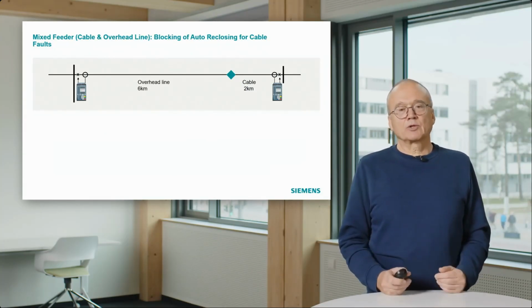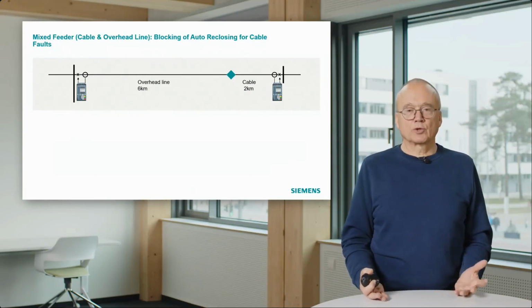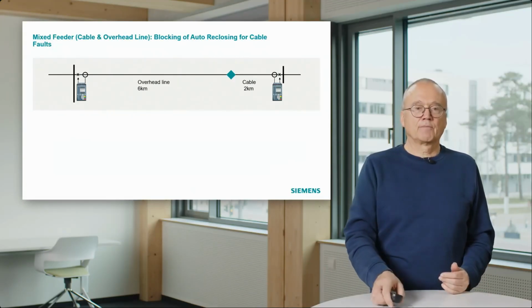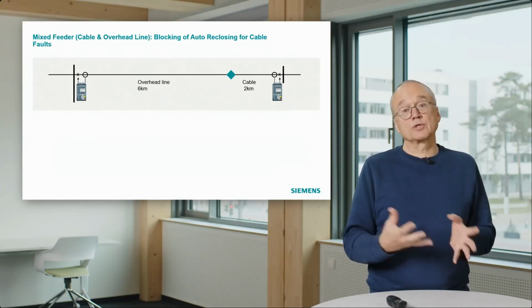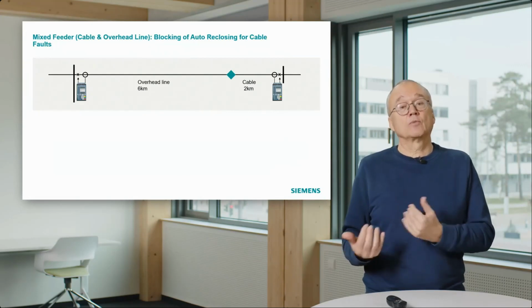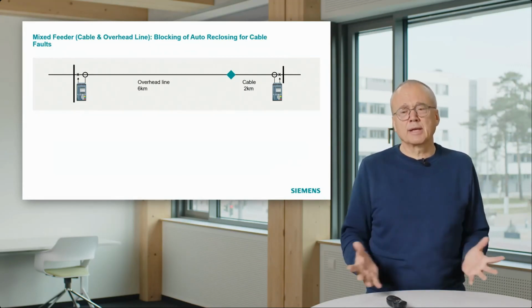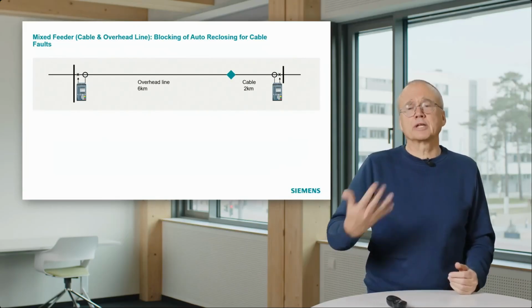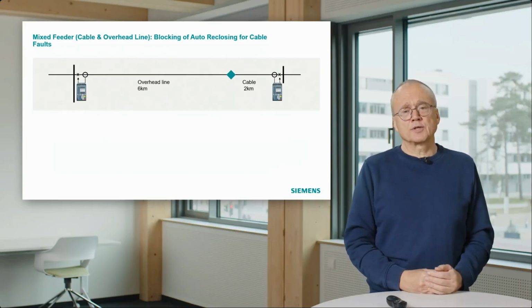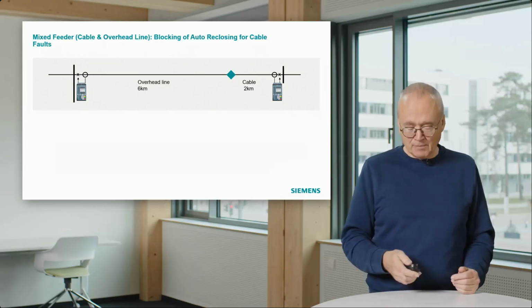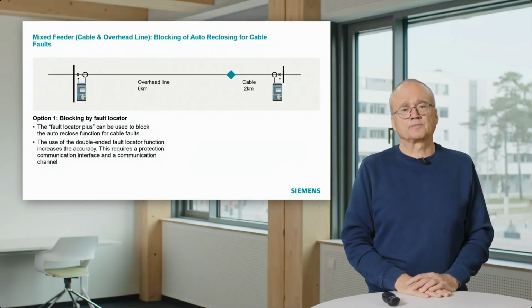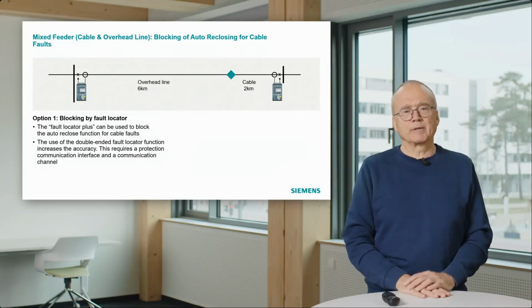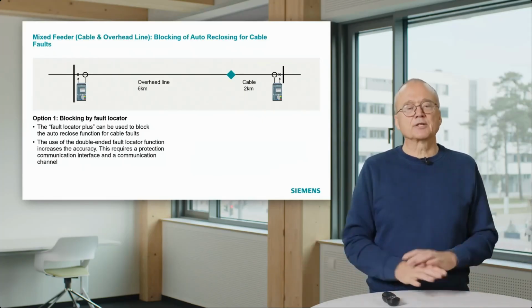The second thing I would like to discuss is what are we going to do with auto-reclosing. For faults on an overhead line, we assume we want to do auto-reclose. If we have a fault on a cable, we know auto-reclose on a cable is normally not successful. It only gives additional stress to the system, so we want to avoid it. One approach to do that is using the fault locator, and that would be the normal application, for instance, in distribution systems.